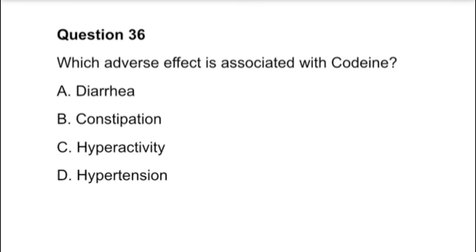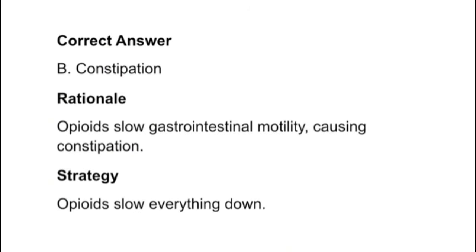Question 36. Which adverse effect is associated with codeine? A. Diarrhea. B. Constipation. C. Hyperactivity. D. Hypertension. Correct answer. B. Constipation. Rationale. Opioids slow gastrointestinal motility, causing constipation. Strategy. Opioids slow everything down.